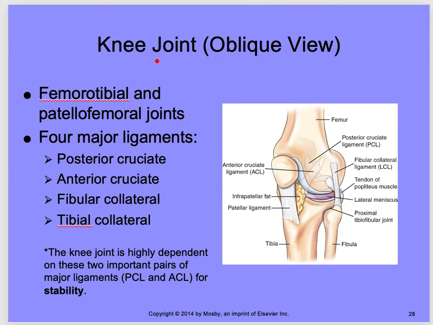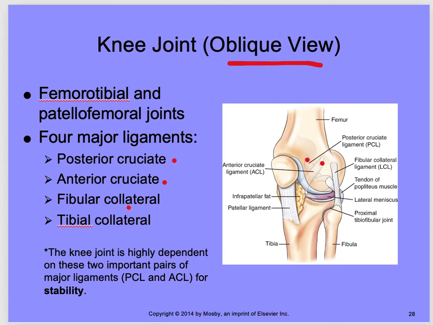So your knee joint, this is an oblique view. The femorotibial and patellofemoral joints, okay? Four major ligaments, okay? So make sure that you can locate these ligaments. You have your posterior cruciate ligament, which is back here, okay? So that posterior cruciate ligament, the PCL. You have your anterior cruciate ligament, which is right here. Posterior back here, anterior right there.